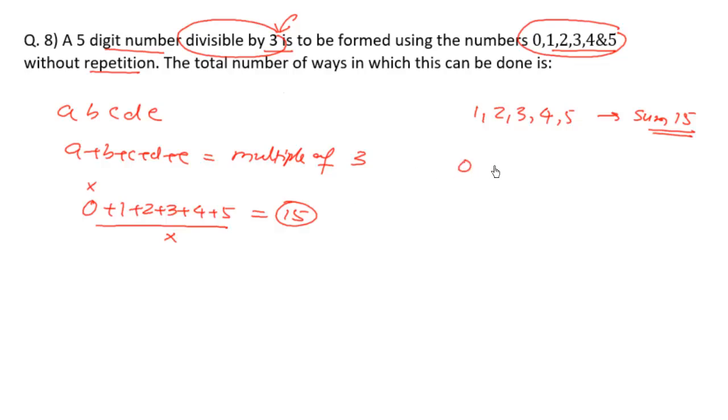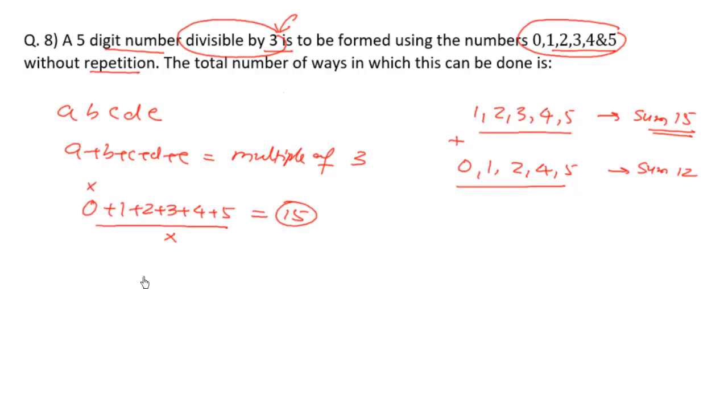For example, 0, 1, 2, 4 and 5, their sum comes out to be 12, and clearly any number which is formed by using these digits will be divisible by 3. So either this or this. So let us take this case.